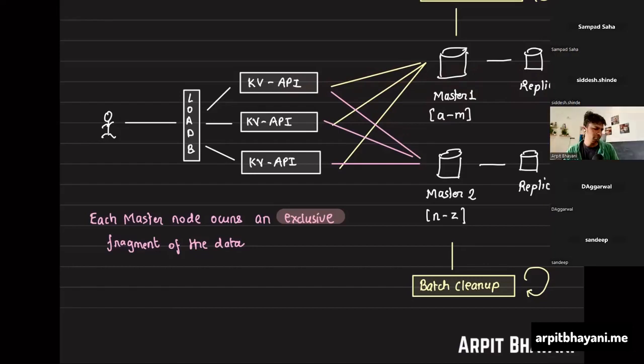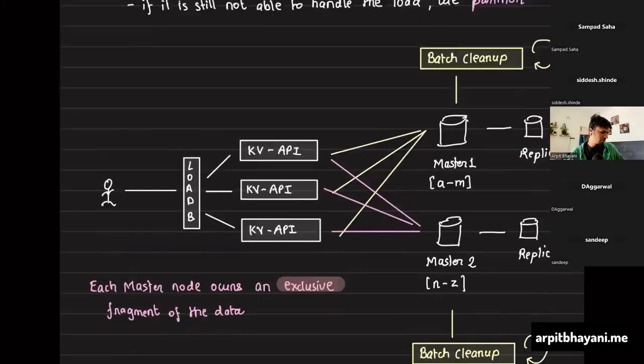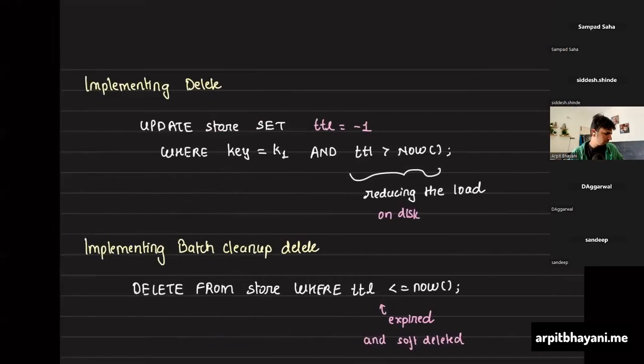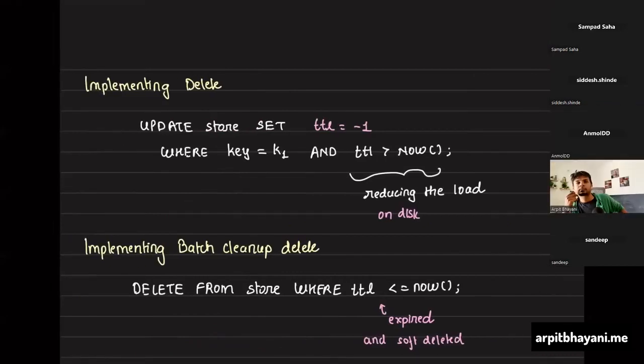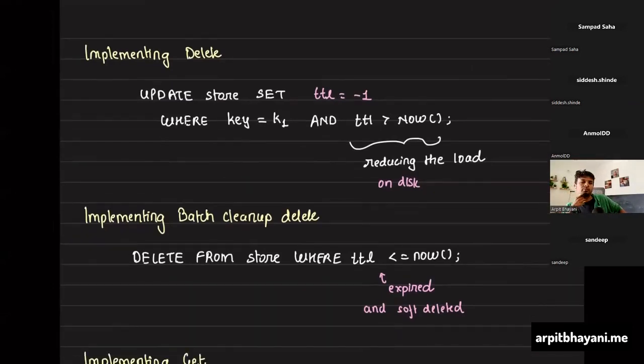Hey Arpit, so my question is on the delete thing. Can you please go to that slide where you said implementing delete? Yeah, here. So the implementing delete, right? Basically, you will delete something which has already been expired. So that means it should be less than now, right? But here you said TTL is greater than now. So that part. No, this is not batch delete. This is delete operation by a user.